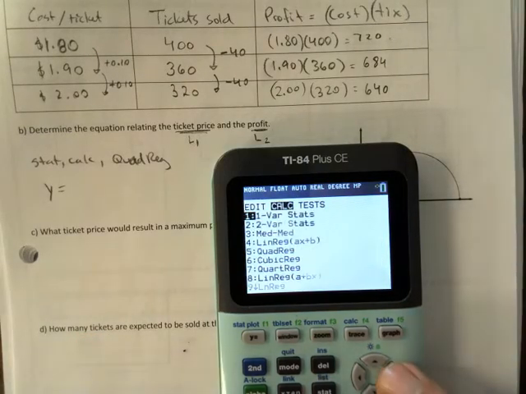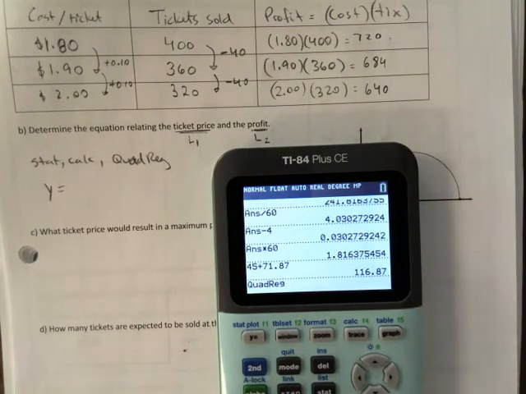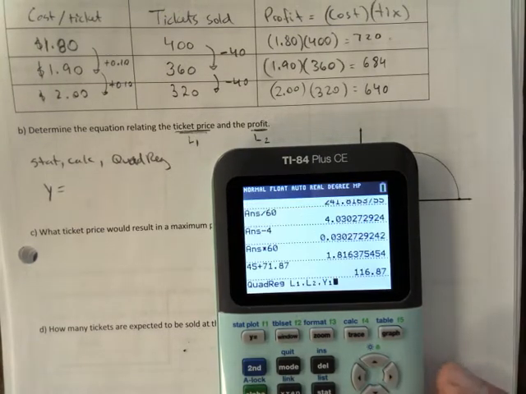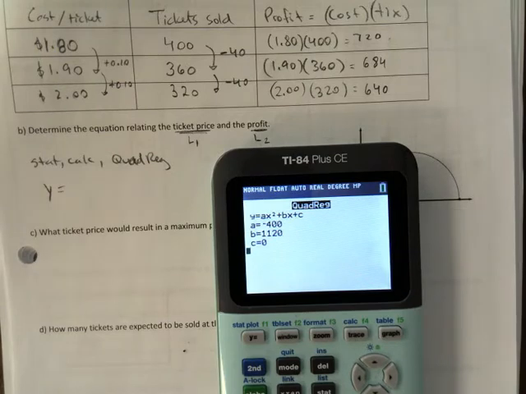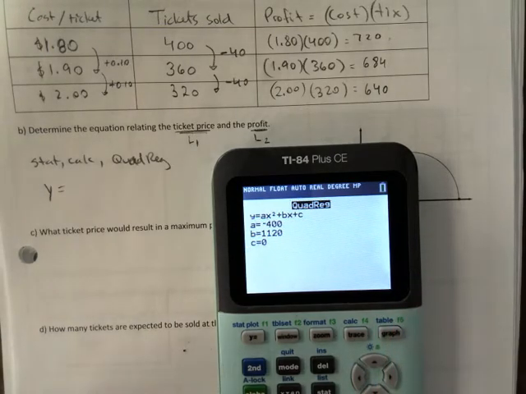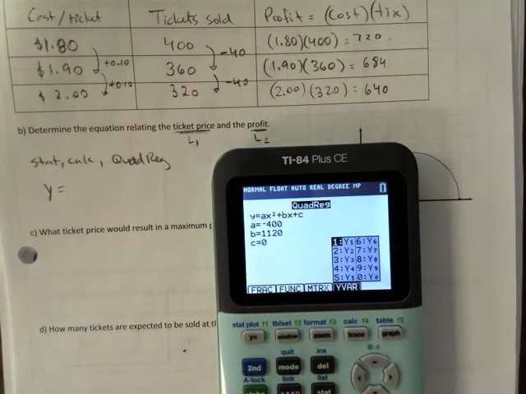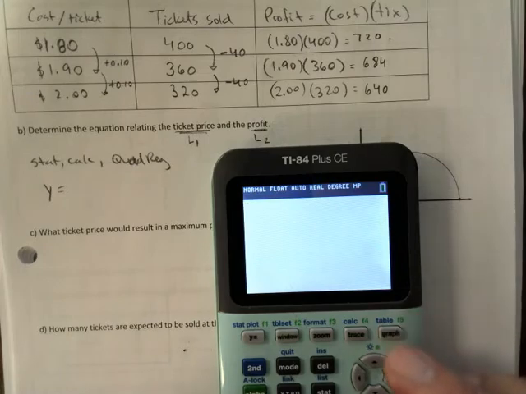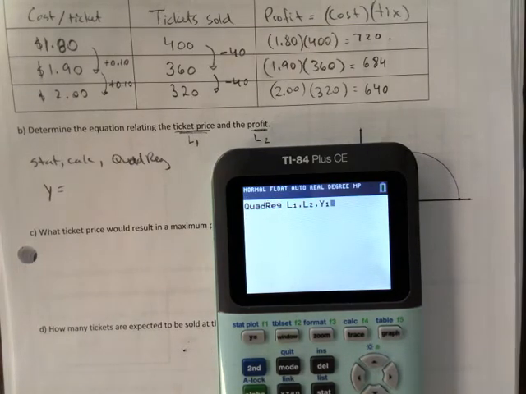Then we go stat, calculate, quadratic regression, second 1, comma, second 2, comma, vars, y vars. I bet you there's a shorter way of doing the vars, y vars. There is? What is it? Alpha trace, I knew it. See, alpha trace brings up your y's. Anyways, thank you. I'm just going to redo it.